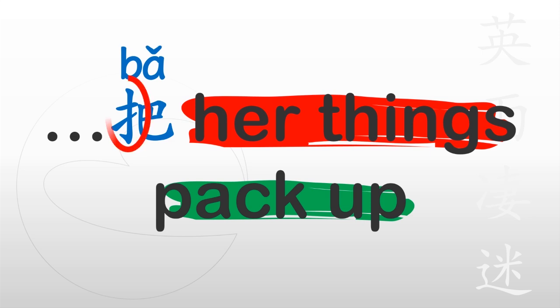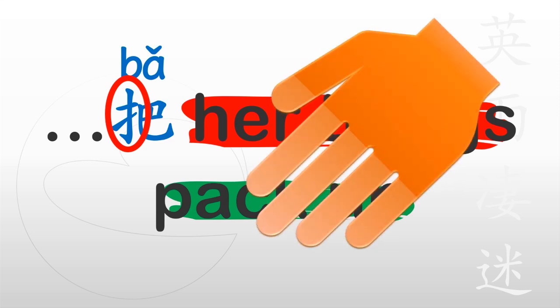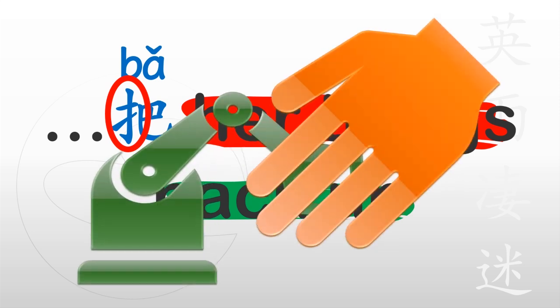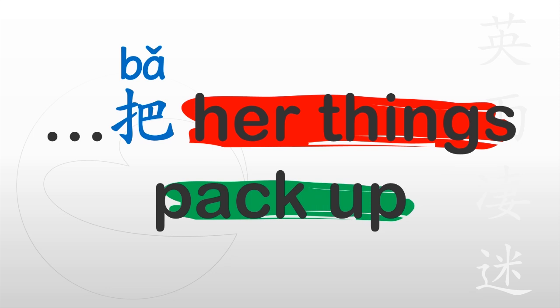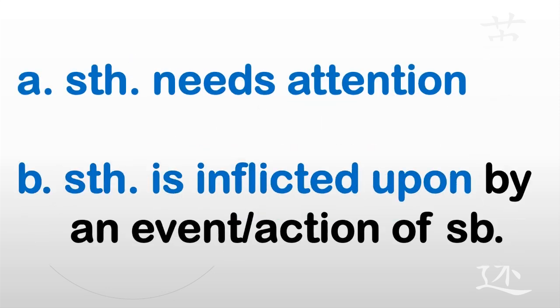Notice the hand radical of 把. This character is usually associated with hands or handling by a human or any force that has a mind of their own. You use this structure anytime you want to say a specific something or someone needs to be dealt with specific action, or when you want to say a certain something has been inflicted upon with some event.